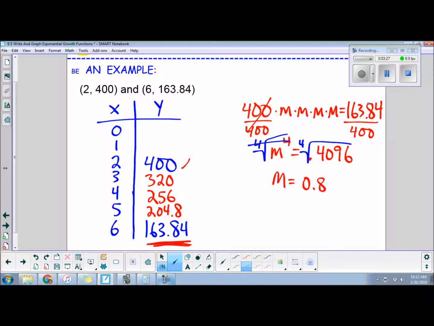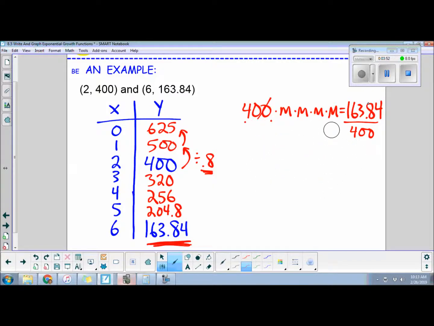Now, in order to go backwards, I want to divide by 0.8. So I just want to do the pattern backwards. I want to divide by 0.8. So 400 divided by 0.8 is 500. And then I'm going to do that one more time and divide by 0.8. I get 625. Why is this important? When you're making an equation, you always need the starting point, the y-intercept. So now that I have that, I can make my equation.